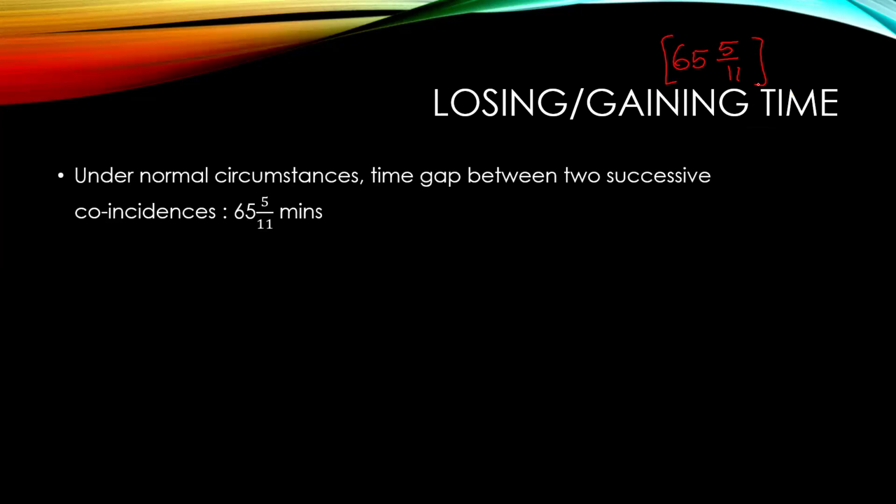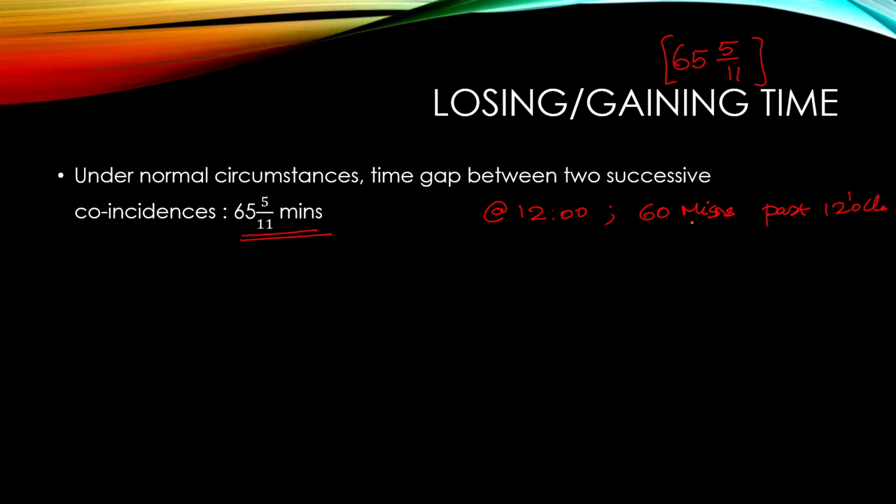Now, let's consider clocks losing time or gaining time. As far as a clock is concerned, 65 and 5 by 11 is a very important value. The time gap it takes for two successive coincidences between the hands of the clock is 65 and 5 by 11 minutes. I shall explain this in detail. At 12 o'clock, the hour hand and minute hand coincide with each other, right? Try to visualize what is 60 minutes past 12 o'clock.